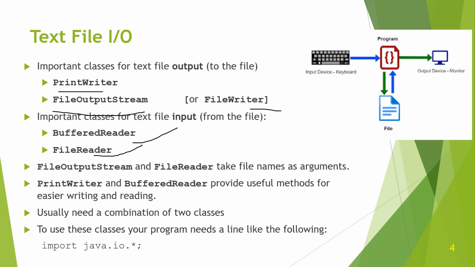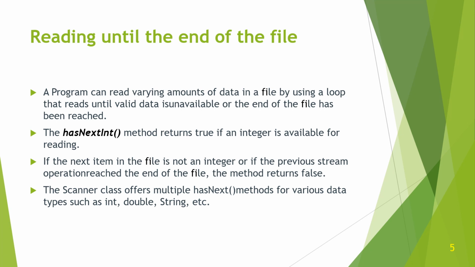FileOutputStream and FileReader take file names as arguments. PrintWriter and BufferedReader provide useful methods for easier writing and reading. Usually you need a combination of two classes. And to use these classes, your program needs a line like the following: import java.io.*; And reading until the end of the file.